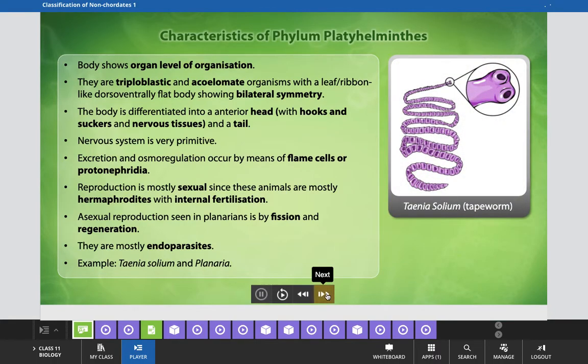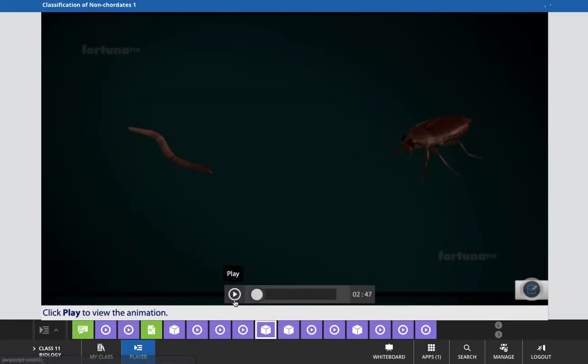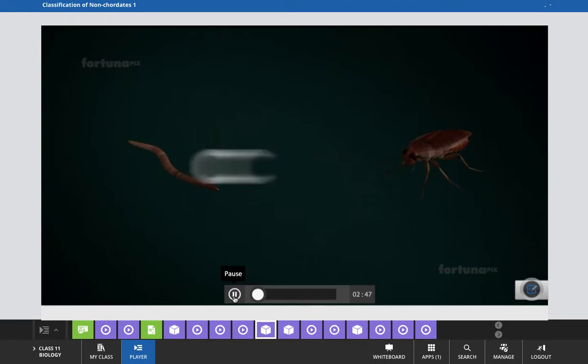About Platyhelminthes we will talk in a later class. Now, with the help of some presentation, we will come to know about the phylum Cnidaria. With the help of this presentation, you will be able to see the characteristic features of Cnidarians, and you can understand them well through this.